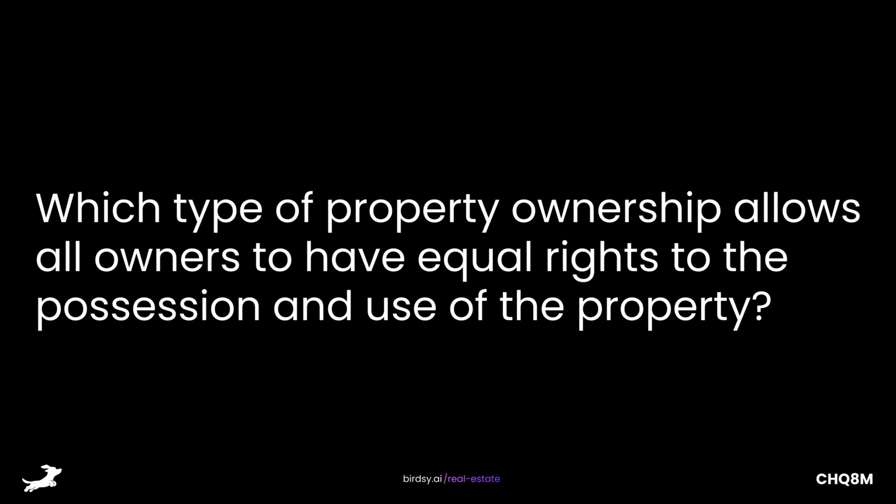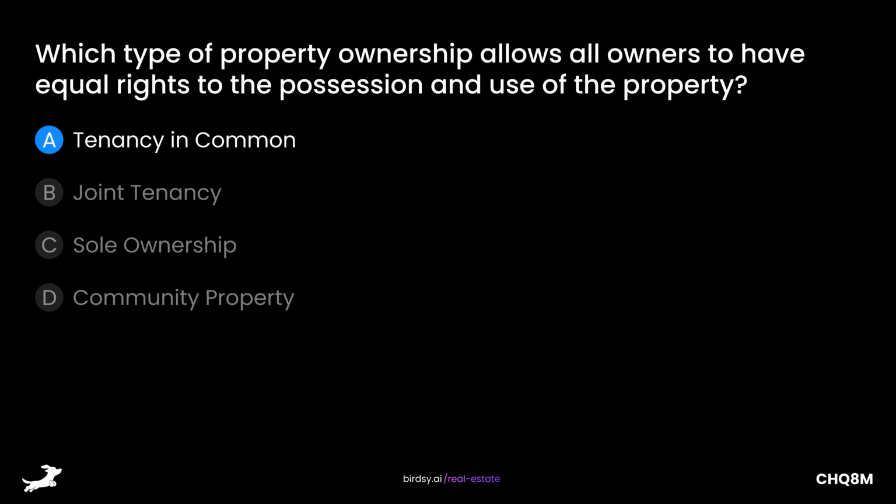Property ownership. Which type of property ownership allows all owners to have equal rights to the possession and use of the property? Is it A, tenancy in common, B, joint tenancy, C, sole ownership, or D, community property? The answer is B, joint tenancy.